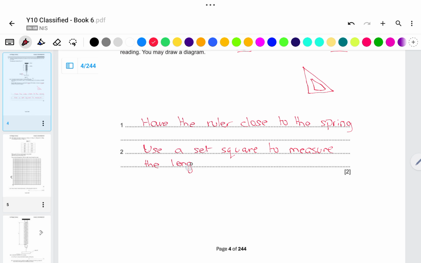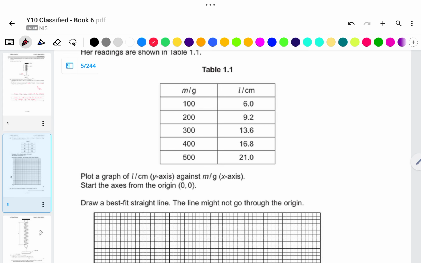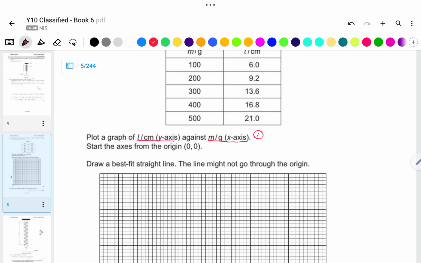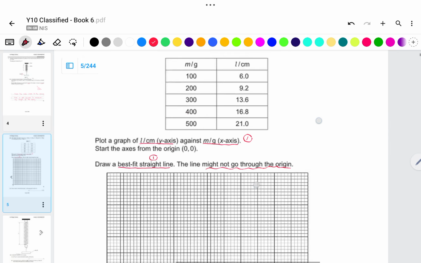Now let's go to the next part. I hope my handwriting is clear. She repeats step A for values of m 200, 300, 400, and 500. Her readings are shown in table 1.1. Plot a graph of L in centimeters on the y-axis against m in grams on the x-axis. Here they gave me a hint which will give me 1 mark: start the axes from the origin 0,0. Draw a best fit straight line. This is my second mark. The line might not go through the origin, so don't force your line to go through the origin.